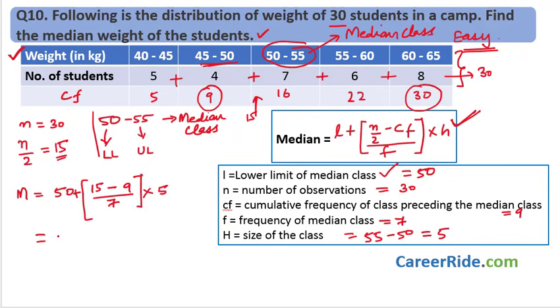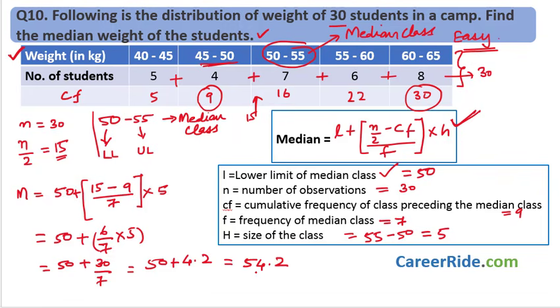So this we can now calculate very easily. 50 plus 15 minus 9 is 6, upon 7, into 5, right? So this is equal to 50 plus 6 5s are 30 upon 7. 30 upon 7 will come out to 4.2 something approximately, right? So my median here is 54.2. 54.2 is equal to the value of the median in this case.